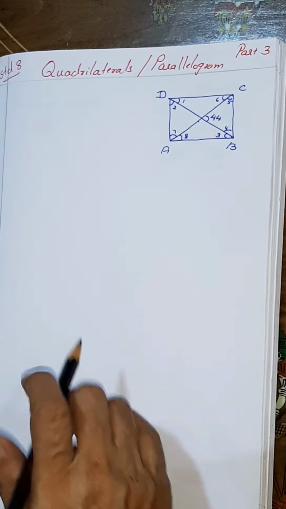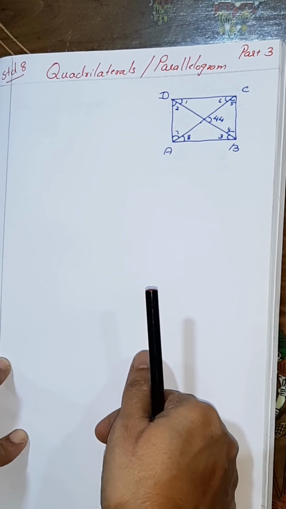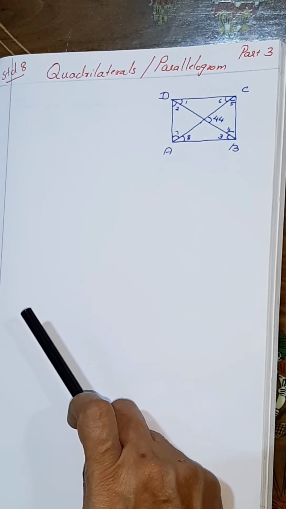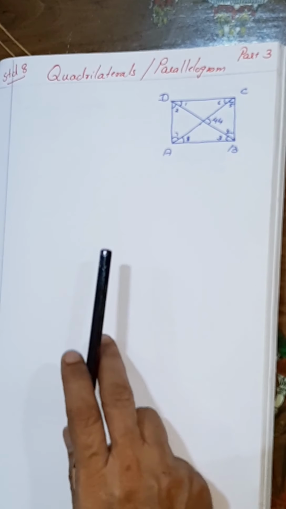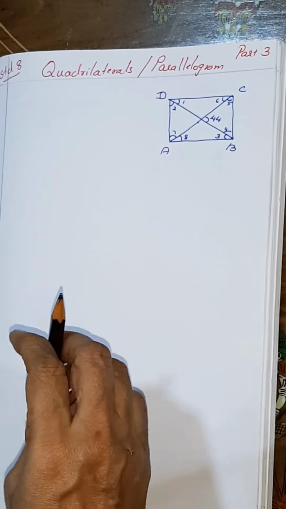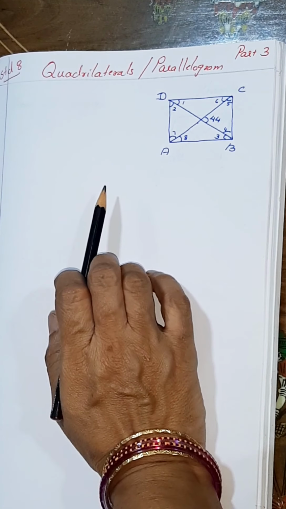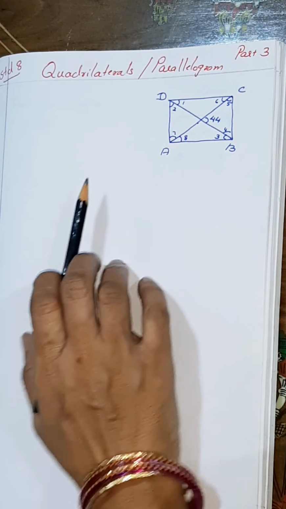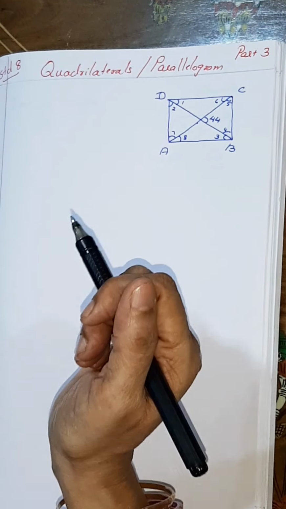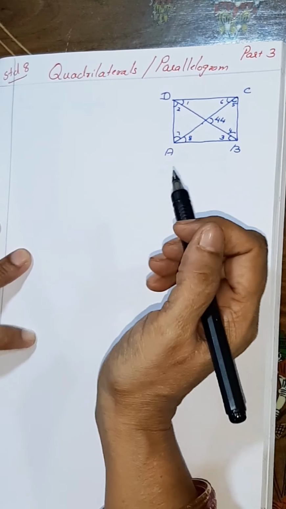Now we are going to do certain problems related to quadrilaterals and parallelograms for standard 8. So this is part 3. In part 1 and 2 we discussed various properties of quadrilaterals and parallelograms. Now we will be using those properties to find the values of the angles. Unless you are thorough with the properties, you will find it difficult to do these problems. So before starting this, please revise the earlier parts thoroughly and then start doing this.